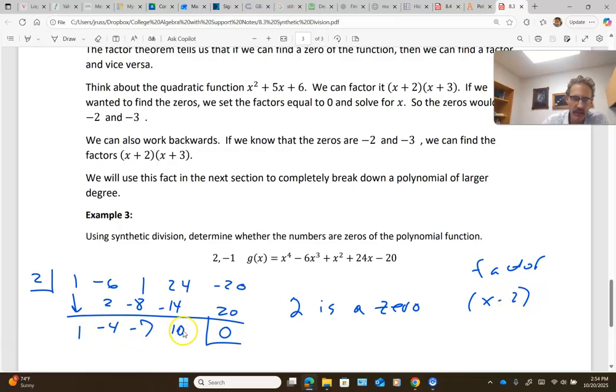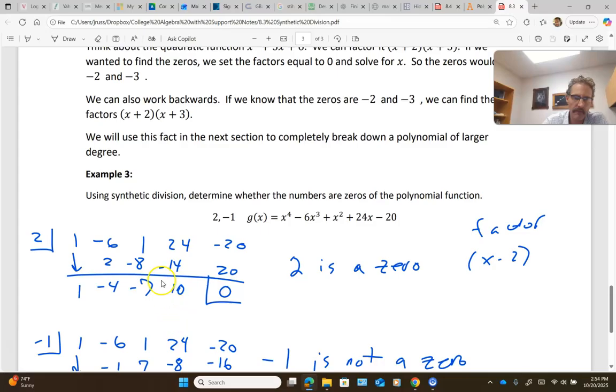And then this that we have down here, I didn't mention it at the time, but these are the coefficients that correspond to the other factor. Because 2 was a 0, this factor x minus 2, and this other factor, if you were to multiply them together, would give you back this original polynomial.